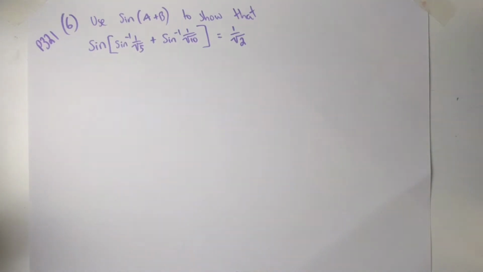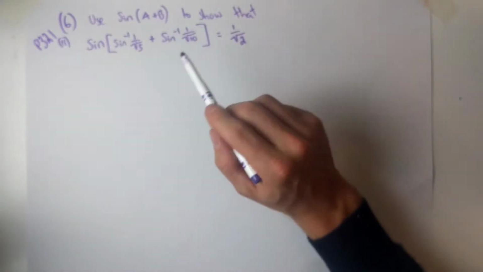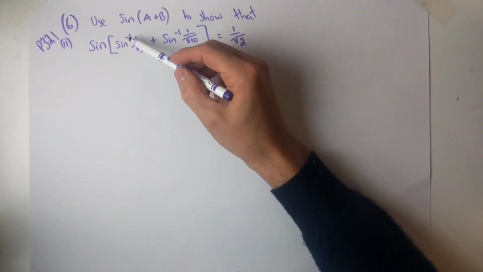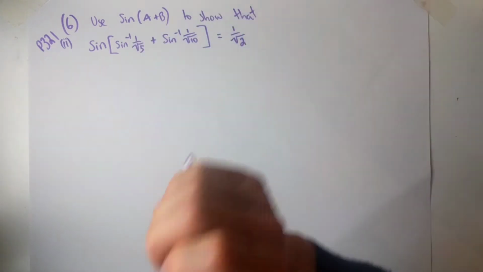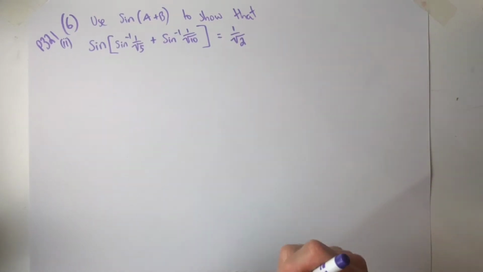So question 6, this is part II. You've got to use sine (A plus B) to show that sine of (arc sine 1 over the square root of 5 plus arc sine of 1 over the square root of 10) is equal to 1 over the square root of 2.